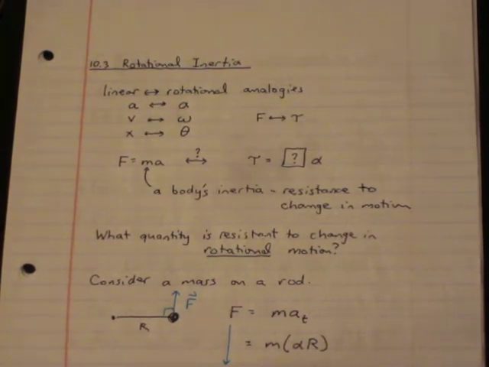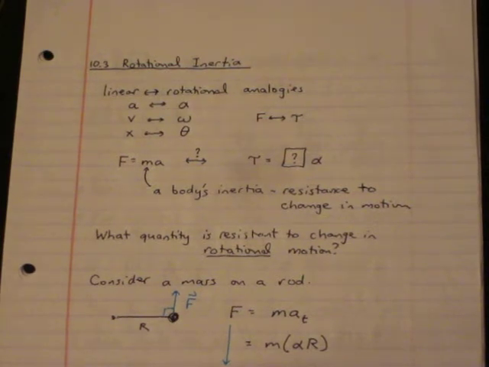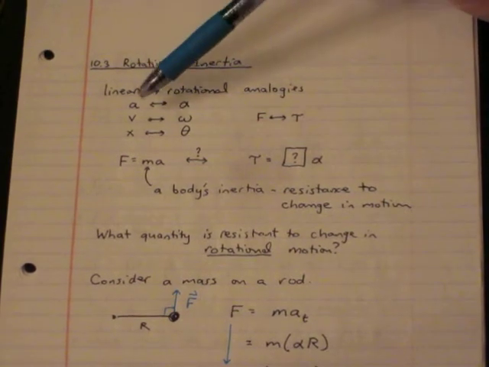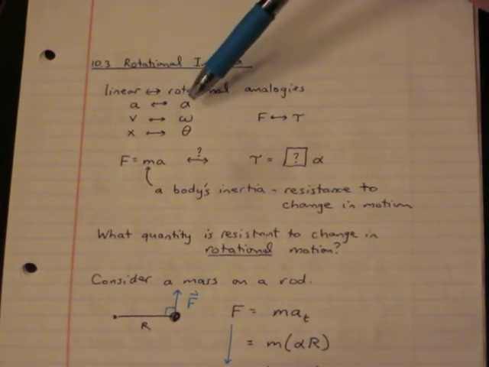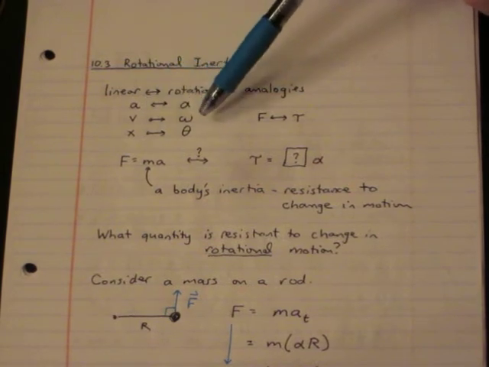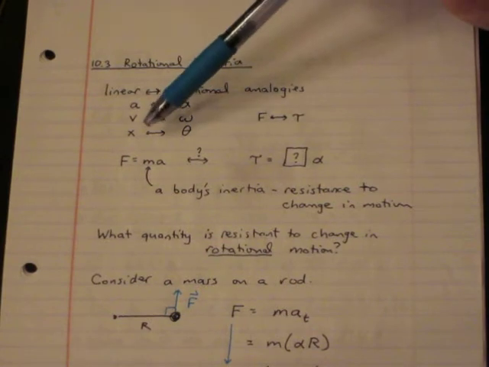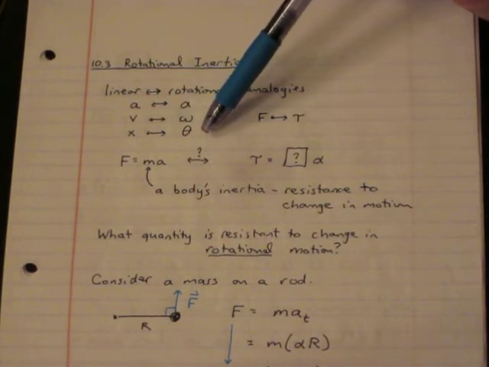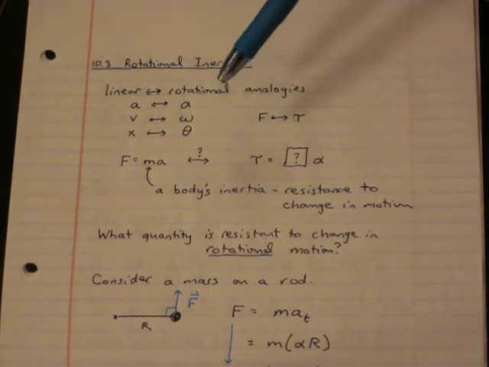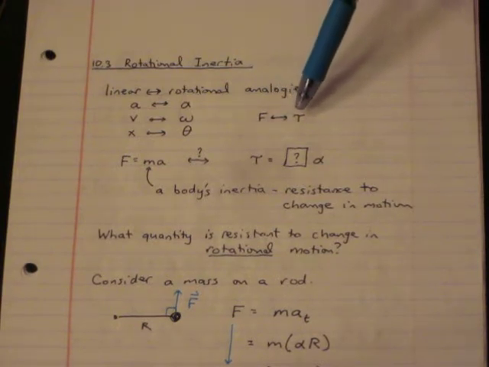We have seen so far in chapter 10 that there are rotational analogies to linear concepts that we learned back in chapter 2. For example, acceleration, its rotational analogy is angular acceleration. Same for linear velocity, we got angular velocity, designated by omega. We have x, and that's theta for distance or displacement. Now we're talking about an angle. And we've seen that force, its analogy is torque.